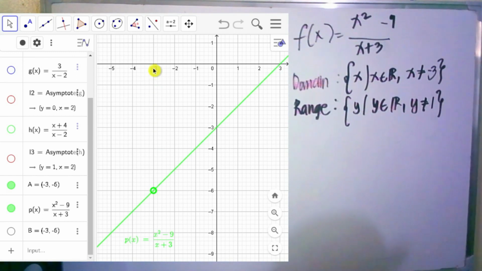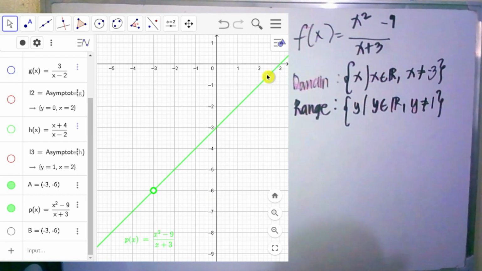So, of course, the domain excludes negative 3. At this point, if we trace it from the graph, kung sana kasama siya, ang partner niya dapat yung point na ito ay negative 6. However, since this is a rational function and the denominator cannot be equal to 0, then negative 3 is excluded from the domain. So that negative 6 will also be excluded from the range.